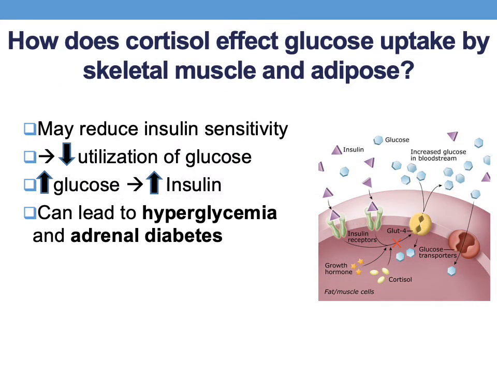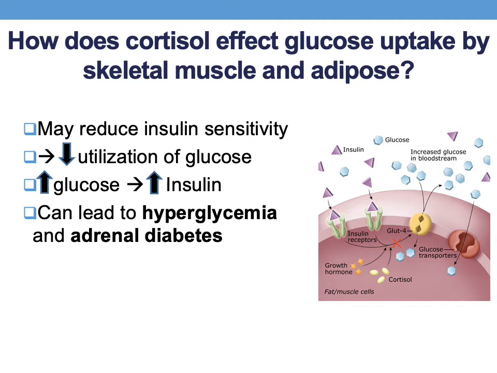So how does cortisol affect glucose uptake by skeletal muscle and adipose? Well, it may reduce insulin sensitivity of skeletal muscle cell membranes and adipose cell membranes. Unlike growth hormone, we know that growth hormone specifically inhibits GLUT4 receptors. Not quite sure on the physiology with cortisol, but we know that it does affect it. What happens is it'll reduce the insulin sensitivity, which will then decrease utilization of glucose by skeletal muscle and adipose tissue, which will increase glucose circulating.